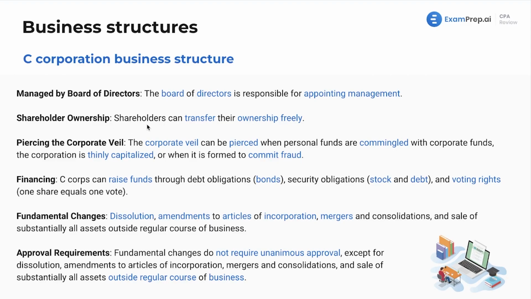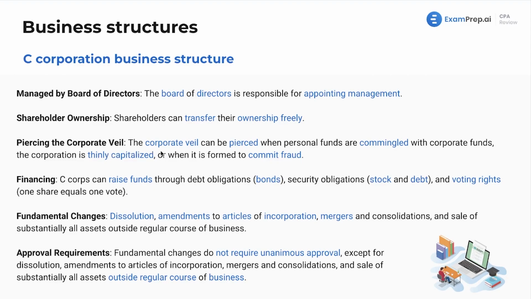Shareholder ownership, well, as you know, as you can just buy and sell shares of a company, you can transfer your ownership freely. Yeah, I'd say when we deal with C Corps, if there's anything that you have experience with, again, maybe you opened up a Robinhood, got bored one day, started trading some stocks, well, those attributes apply to everything we're going over here.